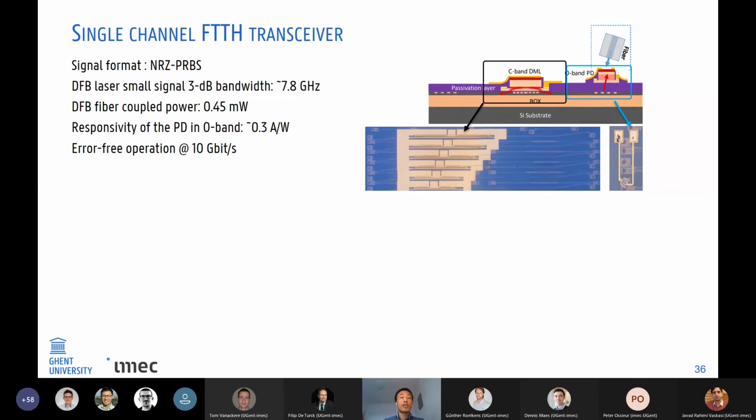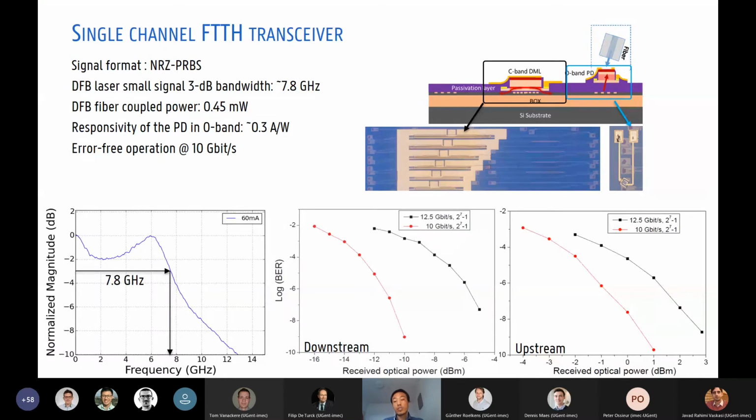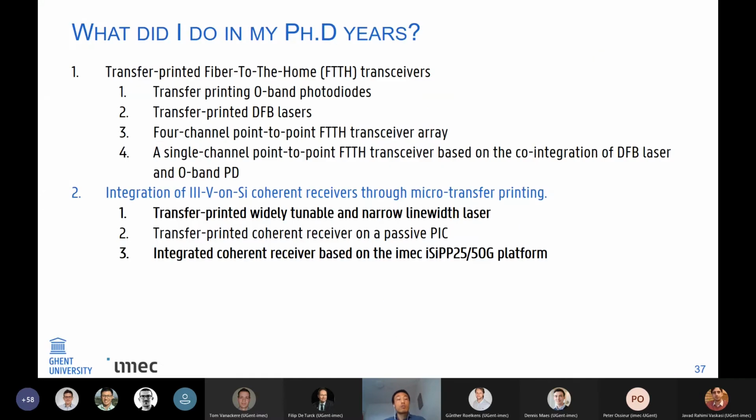So next is the demonstration of this single-channel fiber-to-the-home transceiver. So here we already have the DFB laser. We transfer print this photodetector onto the grating coupler, and then we do the extra metal deposition. And this device also operates at 10 gigabit per second. And because of the high kappa L, the small signal bandwidth of the DFB laser is around 7.8 gigahertz. I think it's just okay for this 10 gigabit per second operation.